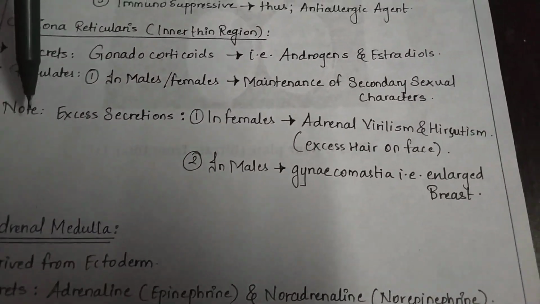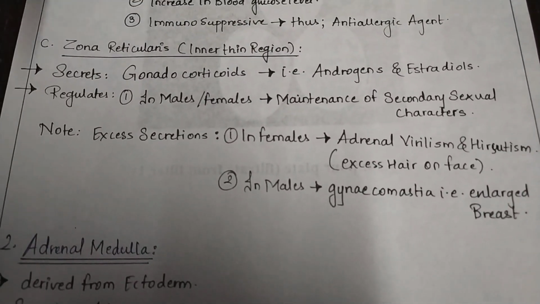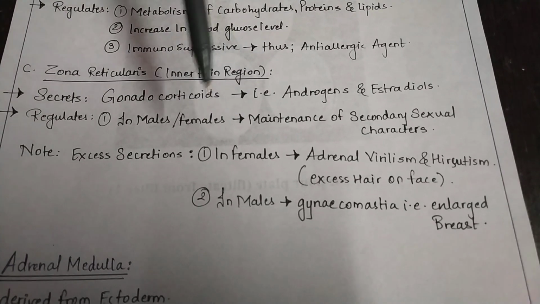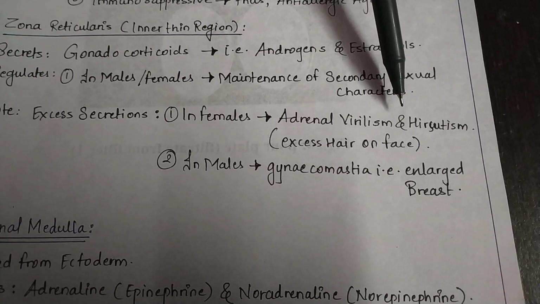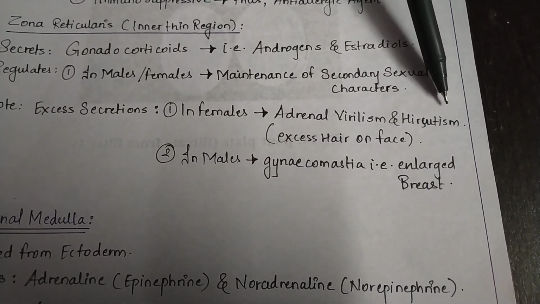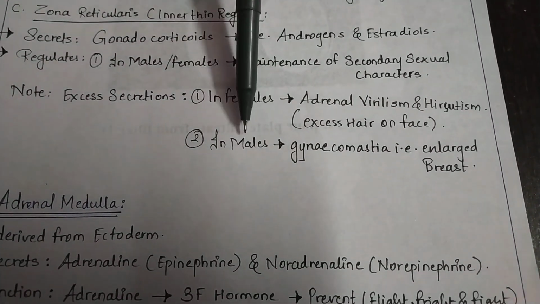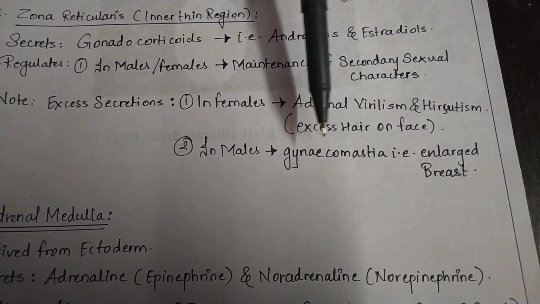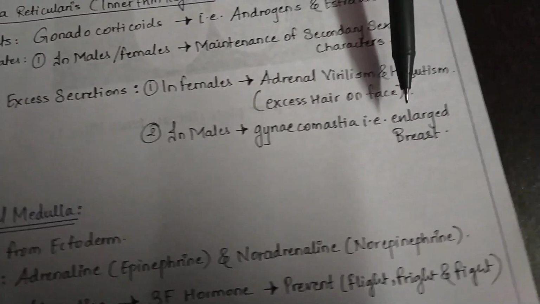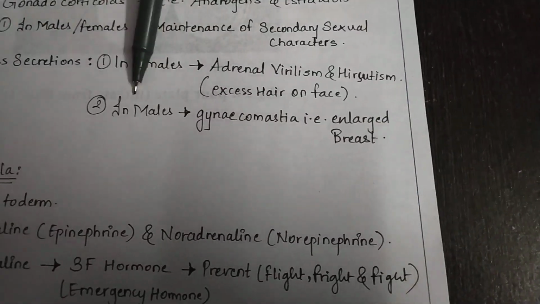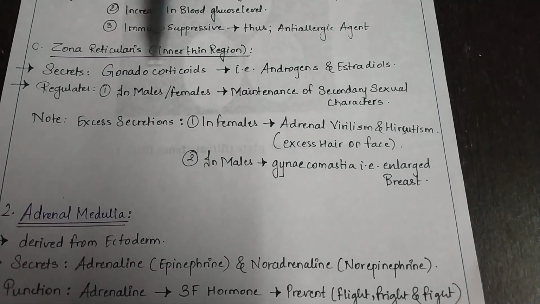Now you have to always remember the excess secretion of your gonadocorticoids has various disorders, such as in case of females it may lead to adrenal virilism or hirsutism. That is nothing but excess hair on the facial part, and in case of males it might lead to gynecomastia, that is nothing but enlarged breasts in case of males. So these are the problems due to the excess secretion of your gonadocorticoids.